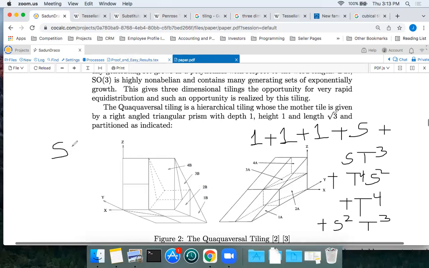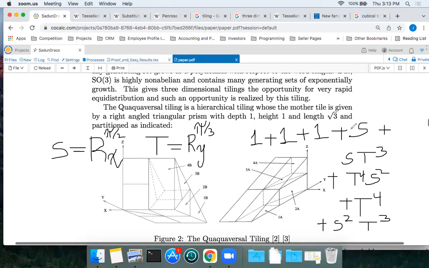And here S is a rotation about the x-axis by pi over 2, and T is a rotation about the y-axis by pi over 3. So you can check that this is true, and it's a little bit hard to keep track of, but it's elementary. It's not that hard to check. For example, I got lost when I was trying to do it just now.